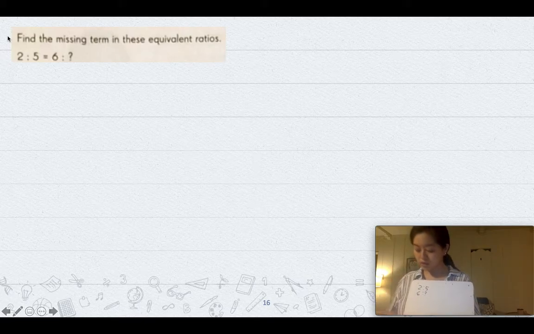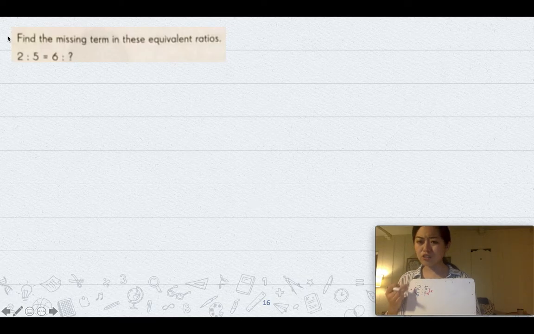And so here I see from 2 to 6. From 2 to 6, does it get bigger or smaller? I know that it gets bigger, right? So that means I have to multiply. I have to multiply it by something. And whatever I do on this side of the ratio, I have to do on the other side of the ratio to the second term. So I know here I'm going to multiply it by whatever I need.